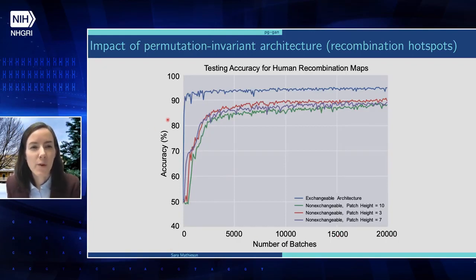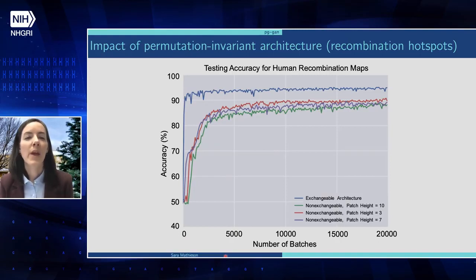And we found that for this blue line here, this was the exchangeable architecture, or the permutation invariant architecture. We were able to get higher accuracy than if we just used some of the more image-oriented CNNs shown in these other curves here. So really explicitly encoding the nature of the data was able to help us perform better in this network.